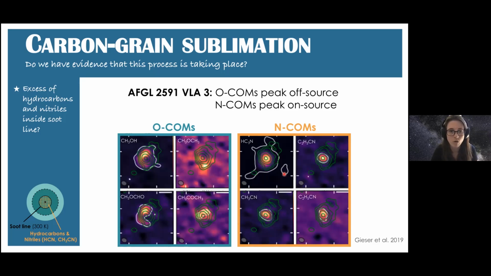And this is another more recent example of a high mass protostar. So the green contours show the dust emission. And you can see here those 4 oxygen-bearing molecules in the color scale. They all peak offset from the continuum peak, while these nitrogen-bearing molecules are all centrally compact. So we definitely see spatial differences between oxygen and nitrogen-bearing molecules, but not unambiguously and not in all sources.